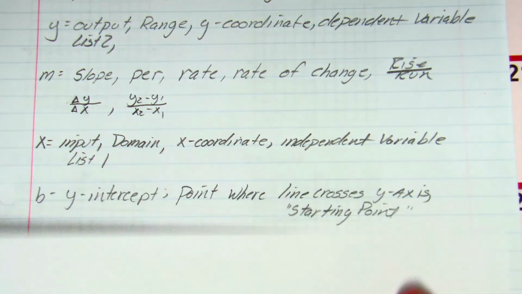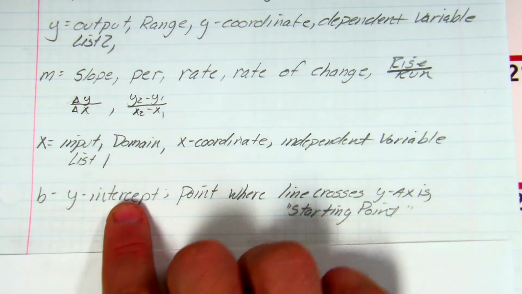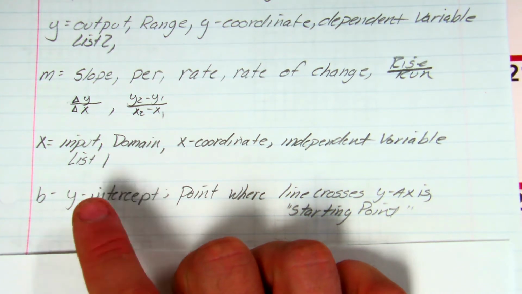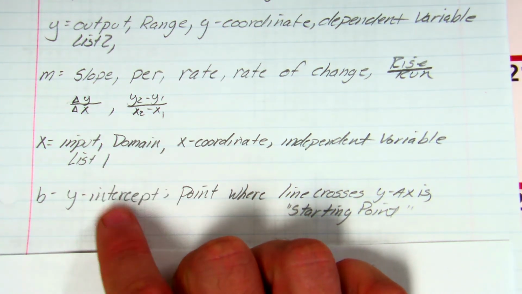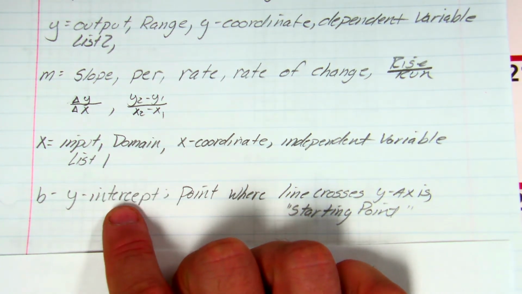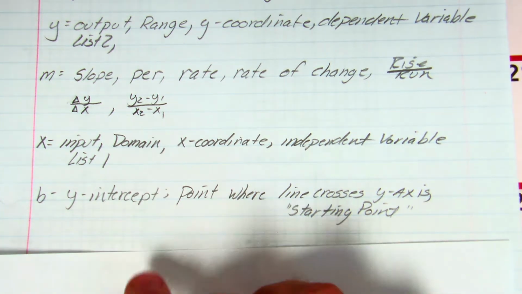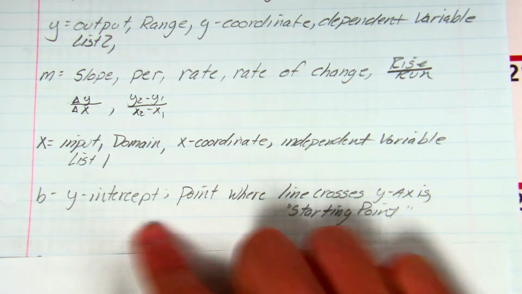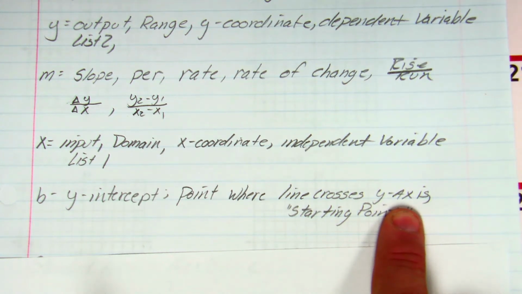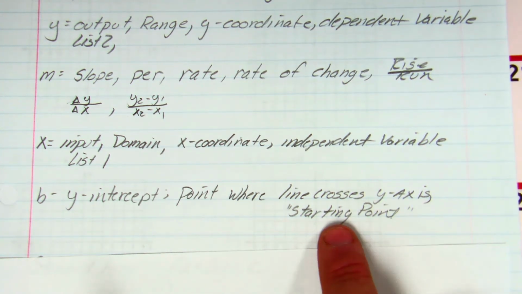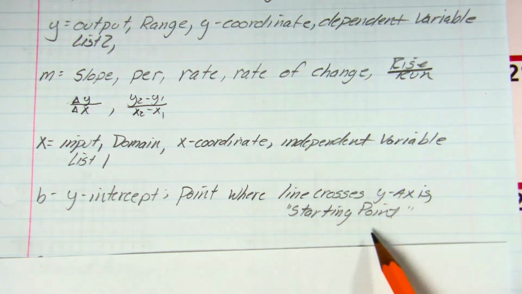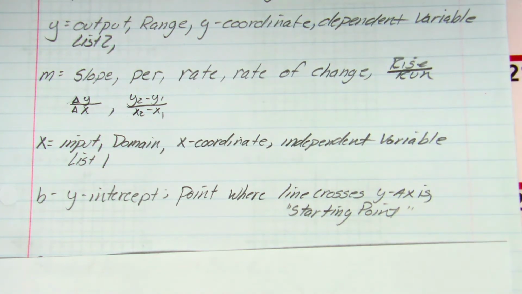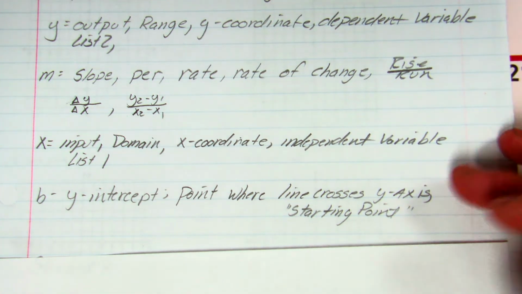And then finally, the letter B stands for the y-intercept. This is the only definition I accept for that. It is not the y-axis, so don't write the y-axis down. It's the y-intercept, and that means it's the point where the line crosses the y-axis. You can think of it as a starting point. That's why I have this in quotation, but it's not a starting point. You can't think of it that way. It's where the line touches the y-axis. That's what the y-intercept is.